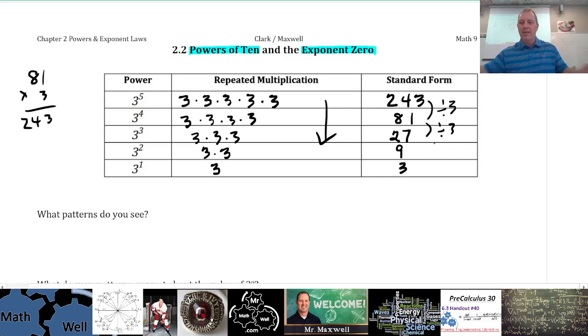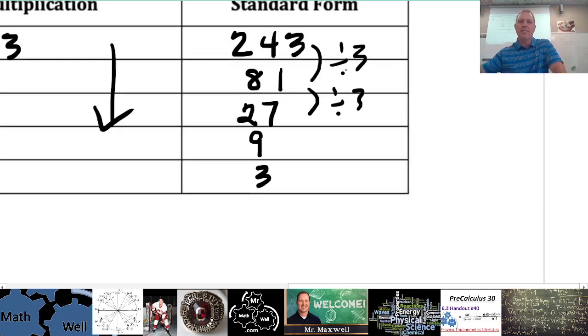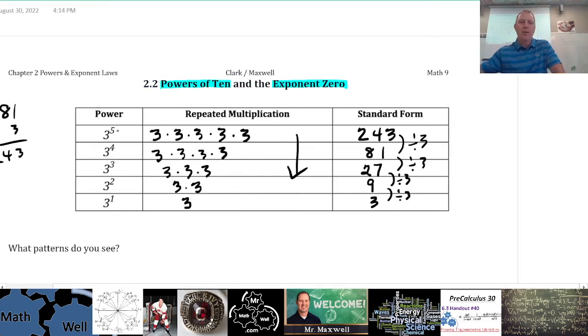Okay, so divide by 3. Look over here on the right. I'm going to zoom into this a bit. If I keep dividing by 3 here, 27 divided by 3, 9 divided by 3, one more pattern that you might have seen is that the exponents of these powers are decreased by 1 each time. Because those go down by 1 each time, the number of 3s being multiplied is down by 1 each time. And in standard form, we understand those values as being divided by 3 each time.